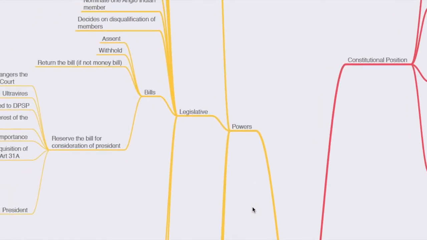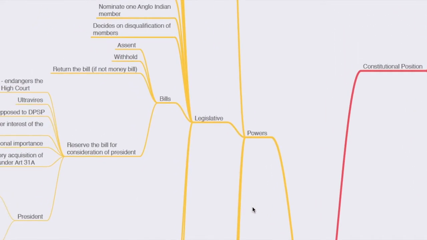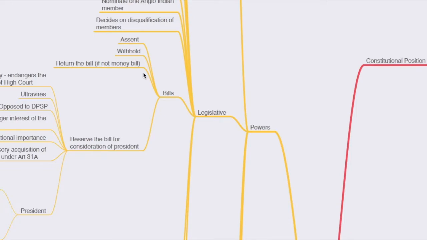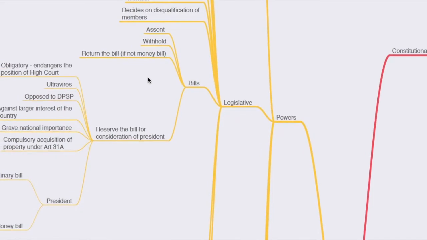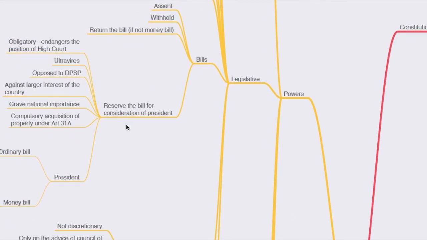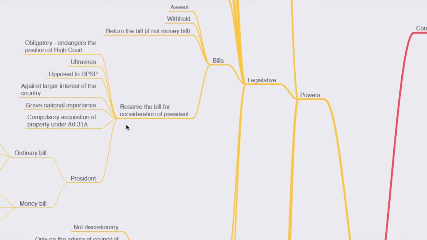Now let us see his powers regarding the bill. So when a bill is presented by the state legislature, he has these options. He can either give assent to the bill or withhold the bill. In case he withholds, then the bill just dies out. And then he can return the bill. If it is not a money bill, he can return the bill to the state legislature. However, he also has this option to reserve the bill for the consideration of president.